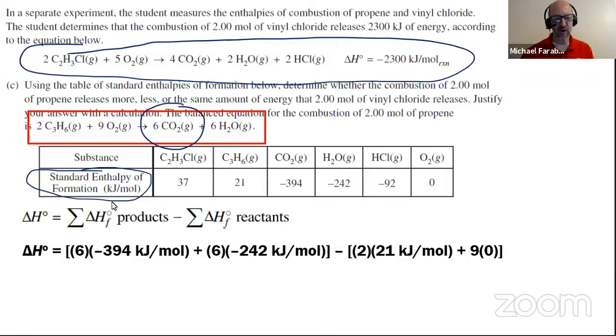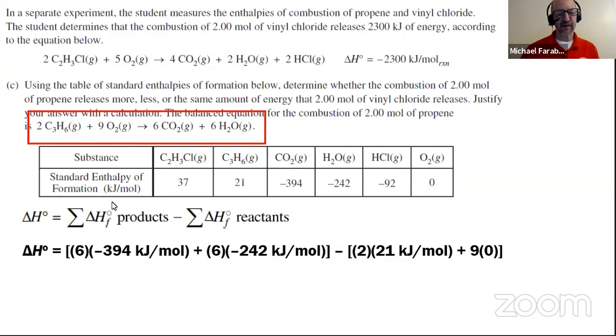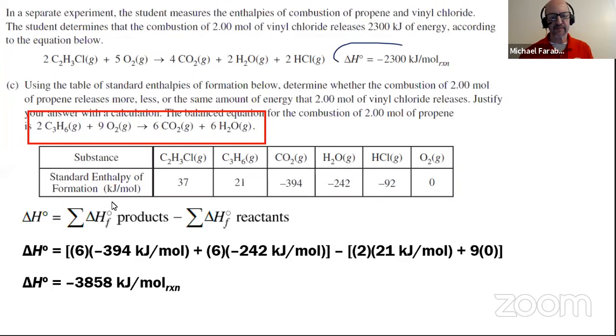So we're going to do products minus reactants for this particular equation. So 6 times CO2 is right here. 6 times water vapor is right here. I'm just getting this from the table. And then we have minus the reactants, 2 times 21. That comes from this. And again, 9 times 0, because that was just oxygen. So we have now gathered all of our data. We have now plugged in the information for this particular equation in the red box, and we get a delta H that is larger in magnitude than the other one.